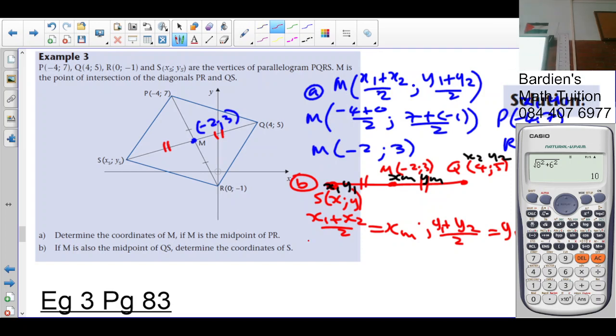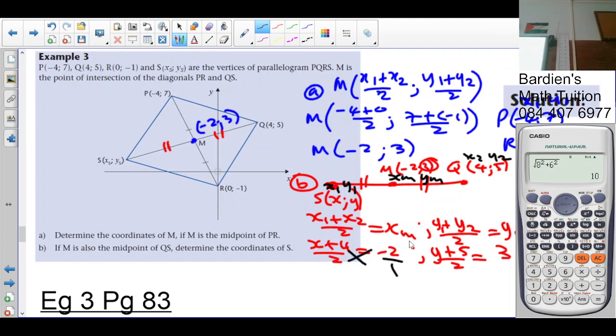So now we say x plus 4 over 2 is equal to x mid, which is negative 2. And then we have y plus 5 over 2 is equal to? It's equal to what? Now we get 3. Where did you get 6? Okay, so that's over 1.